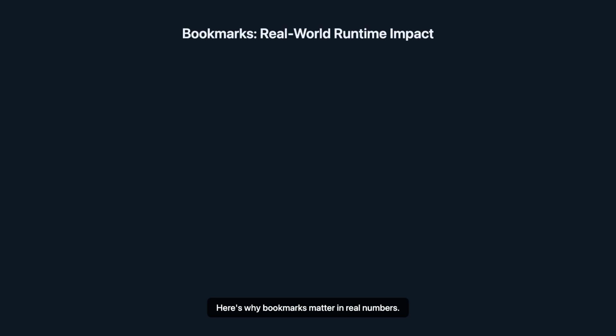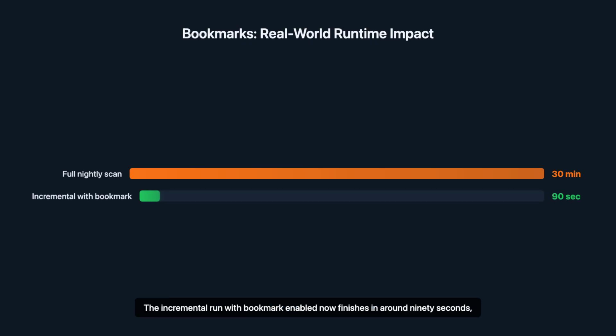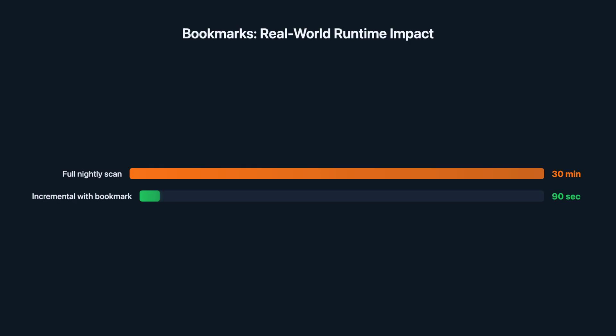Here's why bookmarks matter in real numbers. NexaRetail's nightly ETL job used to do a full nightly scan of the entire S3 input, about 30 minutes of compute every single night. The incremental run with bookmark enabled now finishes in around 90 seconds, because Glue only reads the objects modified since the last successful run. Same correctness, 20 times less compute, 20 times less cost. That's the difference between a job you tolerate and a job you forget about.